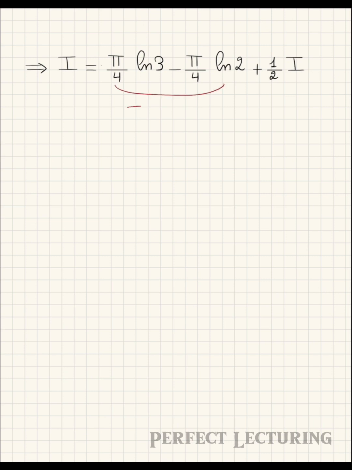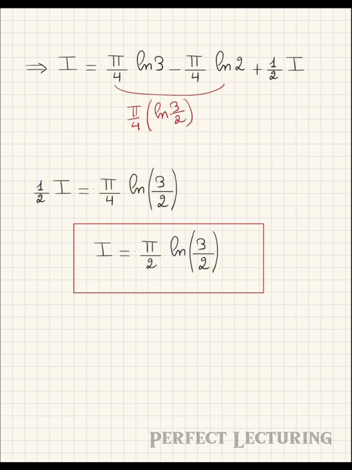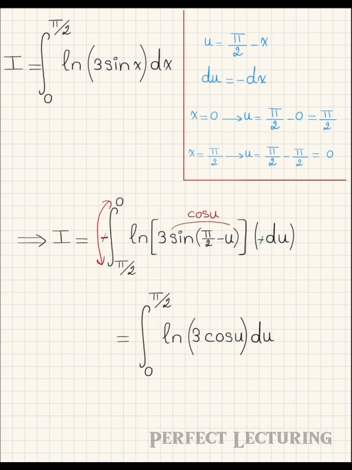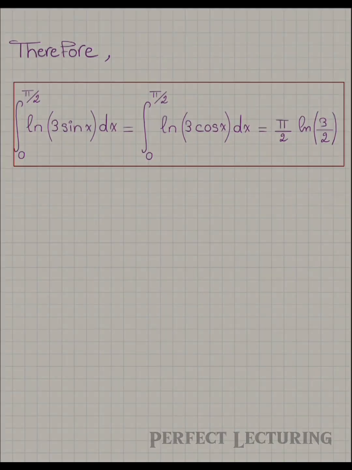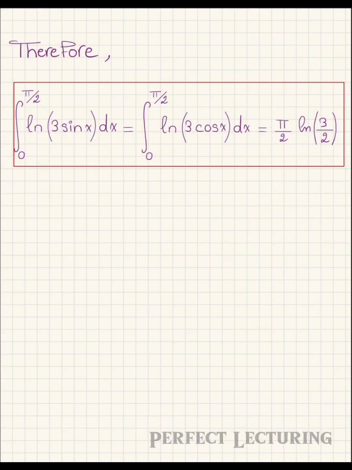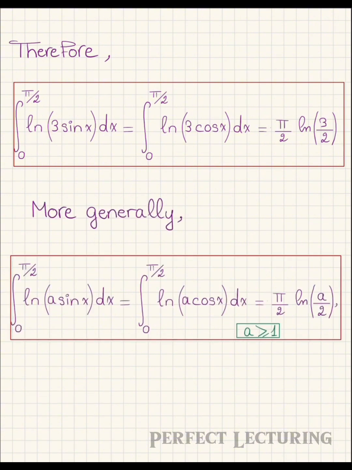I will take pi over 4 as a common factor and use ln of a minus ln of b is equal to ln of a over b. And this is what we get for the integral I. And actually we did not only solve the integral of ln of 3 sine x from 0 to pi over 2. We have also solved this integral, ln of 3 cosine of x dx from 0 to pi over 2, because we proved that they are equal. And we get this result. We can even generalize this result by replacing 3 with a being greater or equal to 1, and this is what we get.